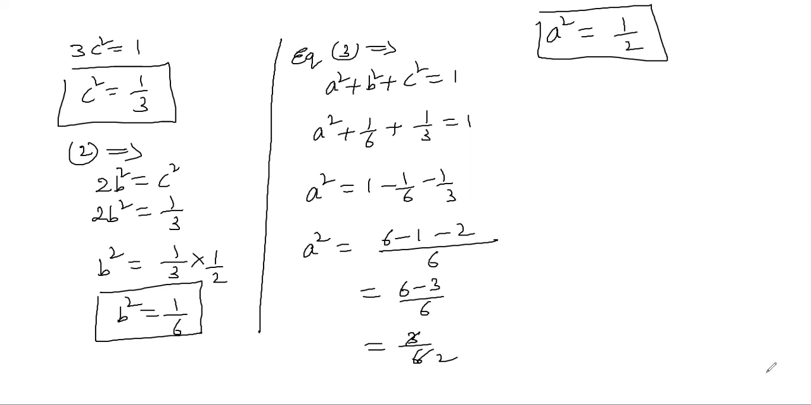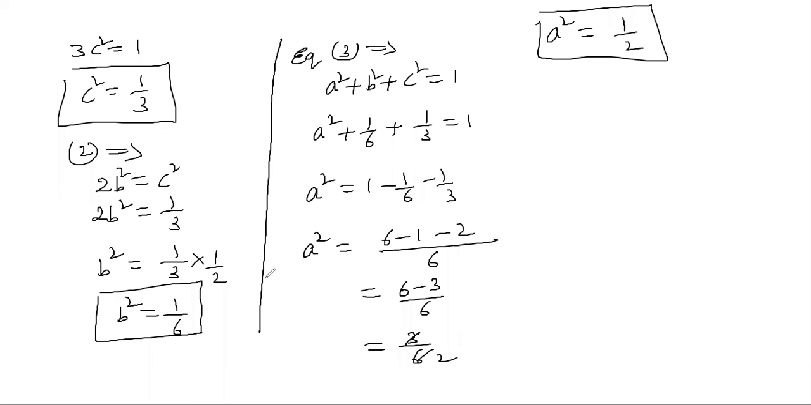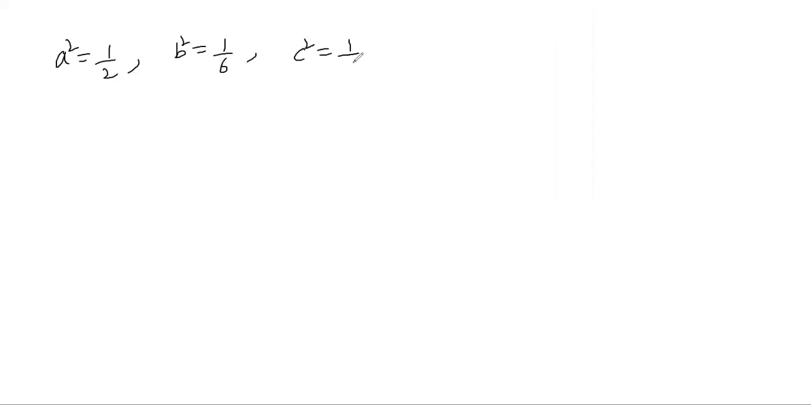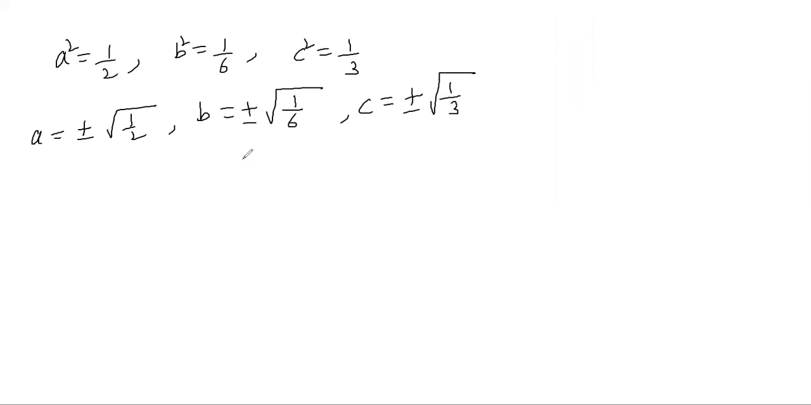Therefore, the values we got: a square equal to 1 by 2, b square value 1 by 6, c square value 1 by 3. We need the ABC values. So A is equal to plus or minus under root 1 by 2, B is equal to plus or minus under root 1 by 6, C is equal to plus or minus under root 1 by 3. These are the ABC values.